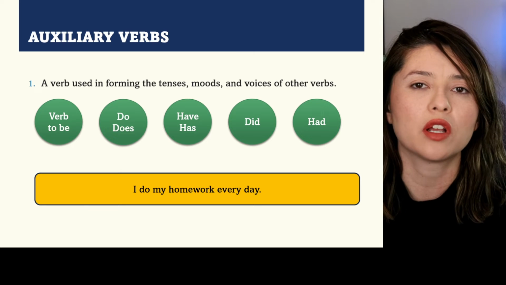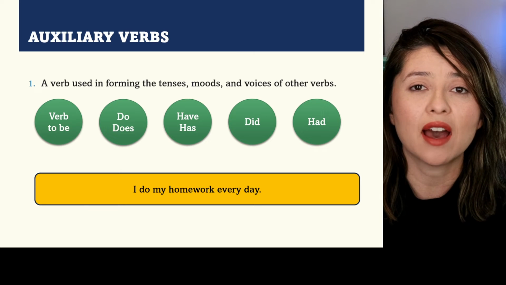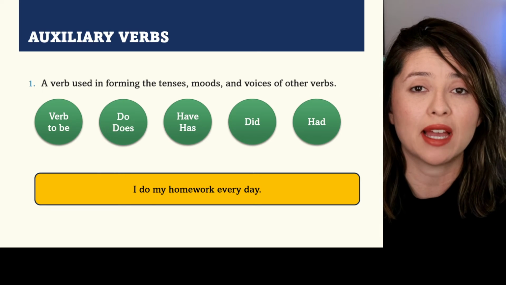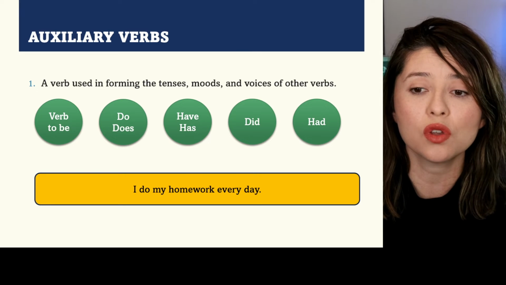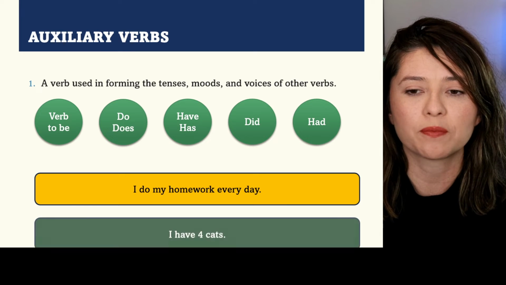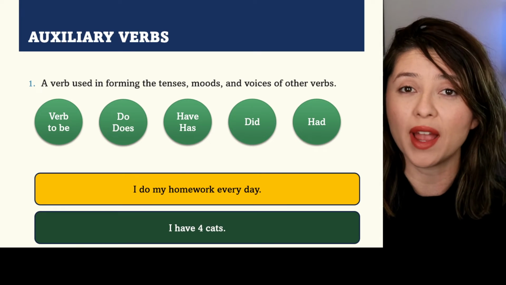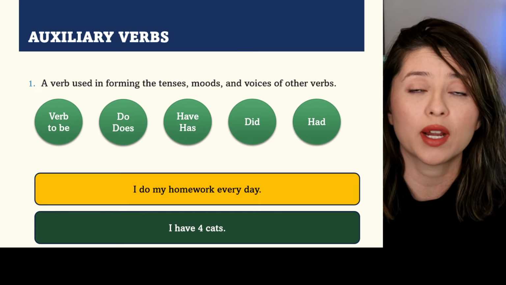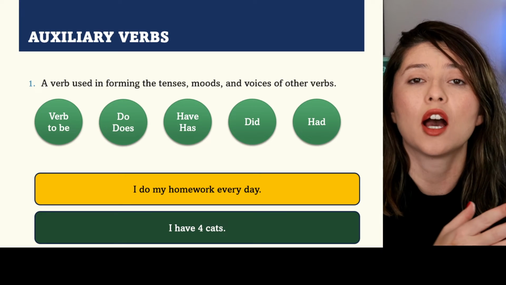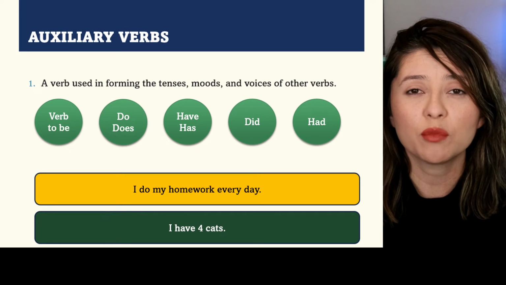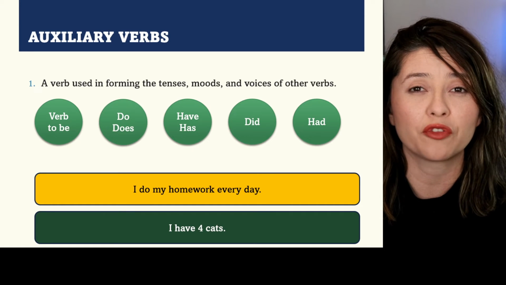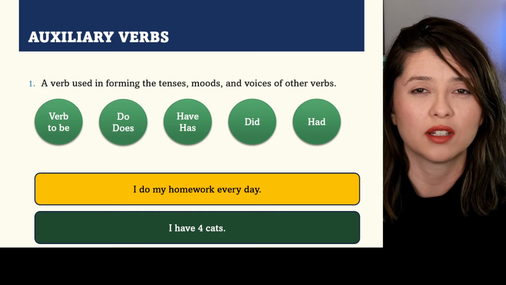If I want to use an auxiliary verb here, I would have to have do as an auxiliary verb and do as my main action verb. So for example, do you do your homework every day? Same thing happens with have or has. I have 4 cats. Have here is an action verb describing the action of my subject. Every time you see have as an auxiliary verb, it's because it's present in those perfect tenses. So have you ever? Have I never?